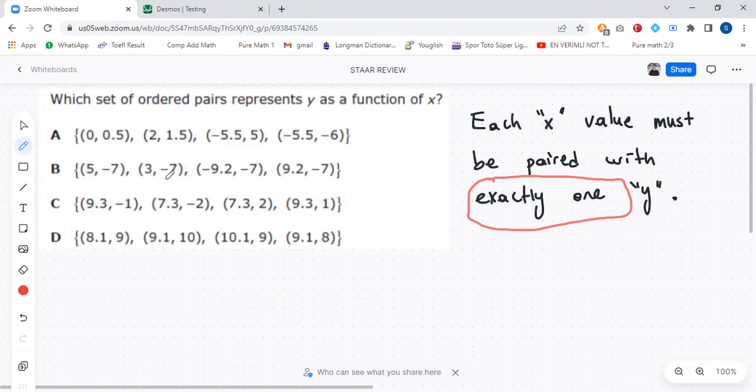So let's look at A. 0 is paired with 0.5, right? So I'm going to write the x values here. So as always, the first values are always x.